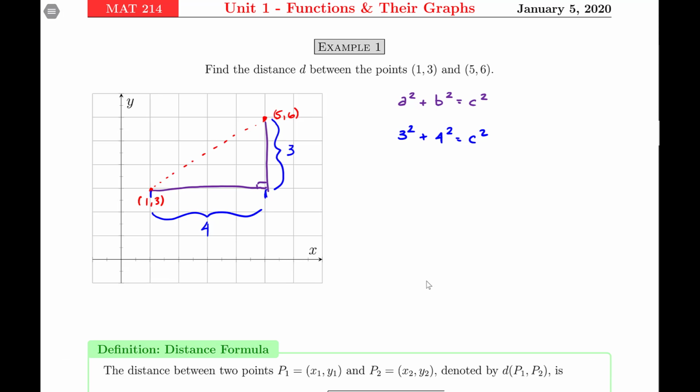But we just substitute in the values for a and b. So we have leg squared plus leg squared equals hypotenuse squared. We know that 3 squared is 9, 4 squared is 16, and when we simplify this, we get 25 is equal to c squared. Then when we take the square root of both sides, we end up with 5 is equal to c. So we found that the distance between the points (1, 3) and (5, 6) is 5 units. And we're going to use this information that we just computed with the Pythagorean theorem to derive the distance formula.